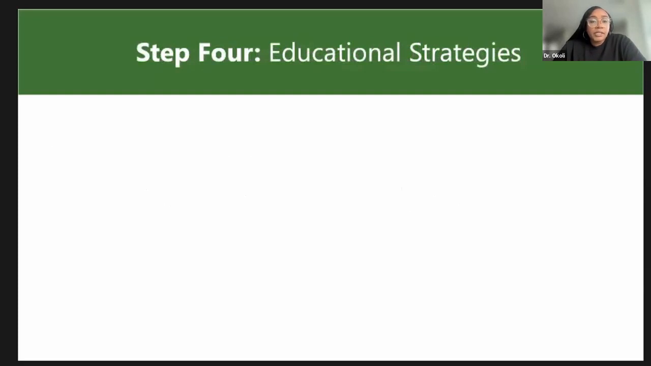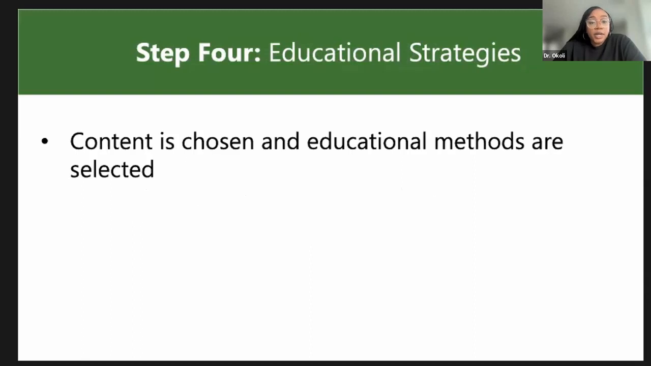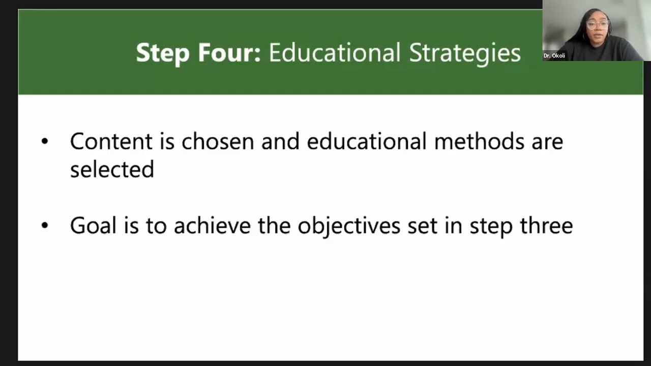Step 4 is implementation of your educational strategies. So here's where you're going to choose the content that you're going to teach and choose the educational methods that you're going to use to teach them. And with step 4, the goal is to achieve the objectives that you set in step 3. So we've been talking a little bit about alignment today, and I think this is where those two things come together. The objectives and what you want your learner to be able to do really needs to align with how you're choosing to teach that content.